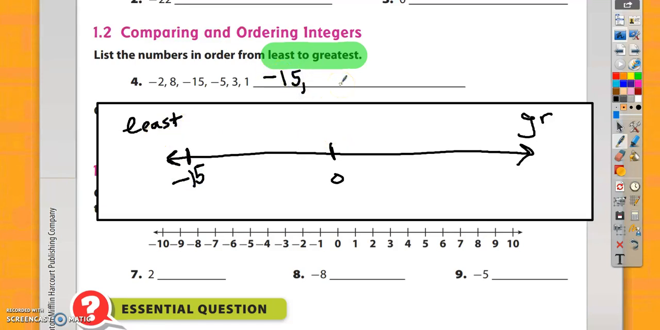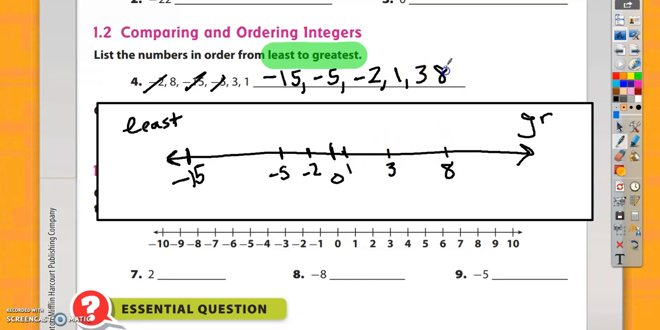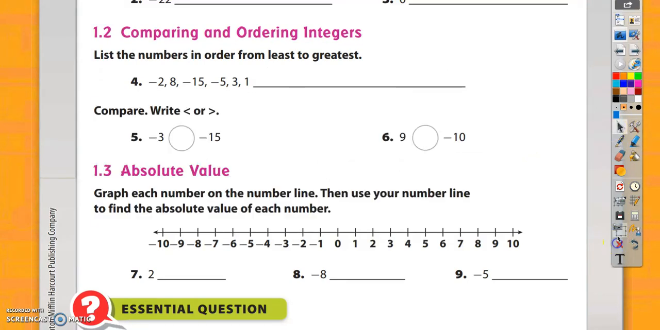And then I've got some other negative numbers. So that would be -15. -5 would be about right here. And then -2 would be about right here. So those are all my negatives. I got those out of the way. I'm going to cross them off as I go. Now I've got some positive numbers, and these are pretty simple. We've got a 1. We've got a 3. And we've got an 8. So the correct order from least to greatest is -15, -5, -2, 1, 3, and 8. I think what I'll do here is clear and move on.